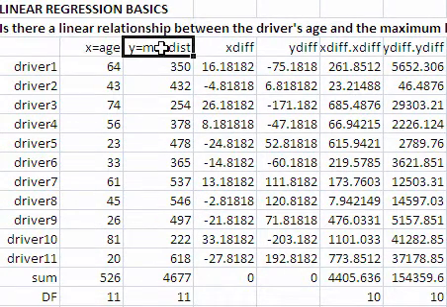Of course, we have to check for assumptions. Is the linear model valid? Do the residuals conform to the assumptions? The assumptions are that the residuals are random and that they are normally distributed. We shall check for assumptions in a different video.